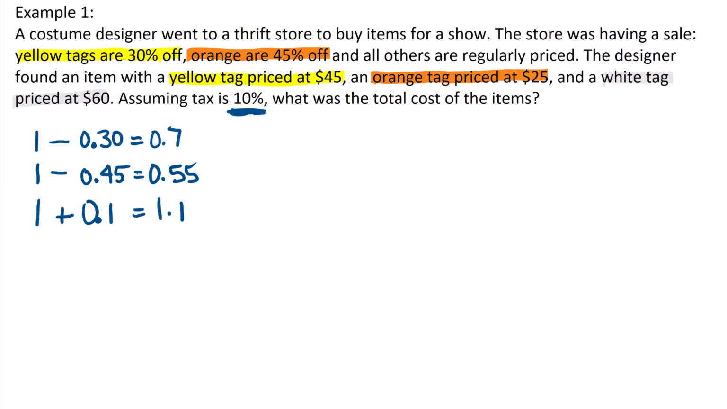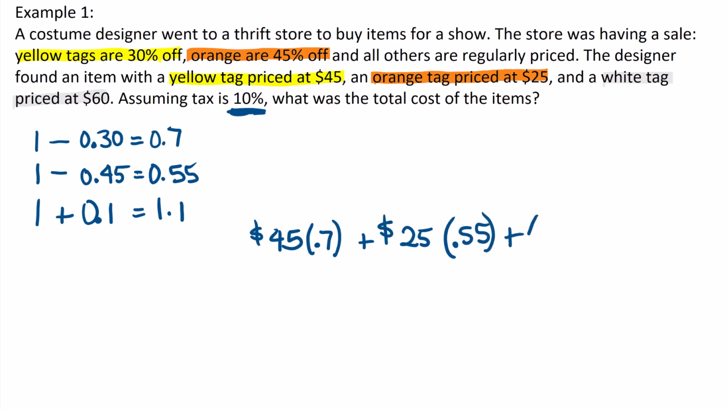Now let's write our equation to represent what's going on. $45 for the yellow tag times 0.7 plus $25 for the orange tag times 0.55 plus 60, that's the cost of that last item that didn't have a sale going on. And all of this has to have a tax implemented, so times 1.1. This will give us our total bill. Go ahead and pause the video for a second while you calculate that out.